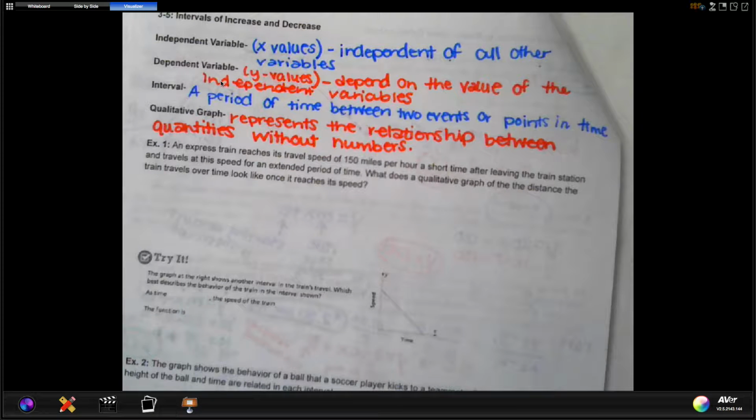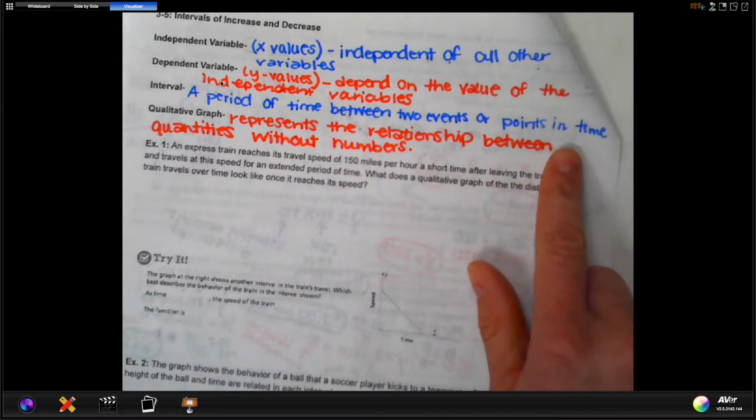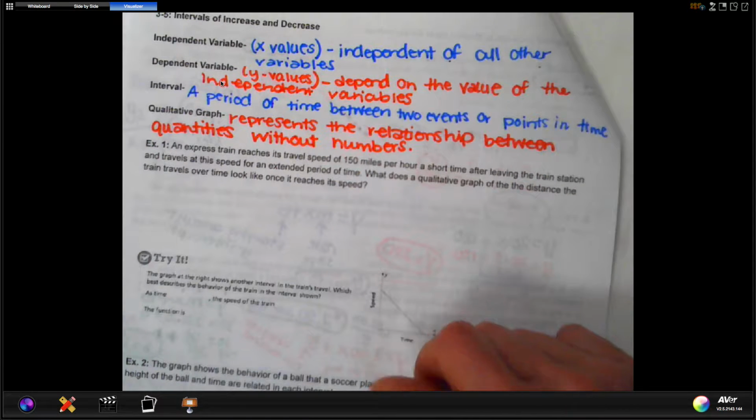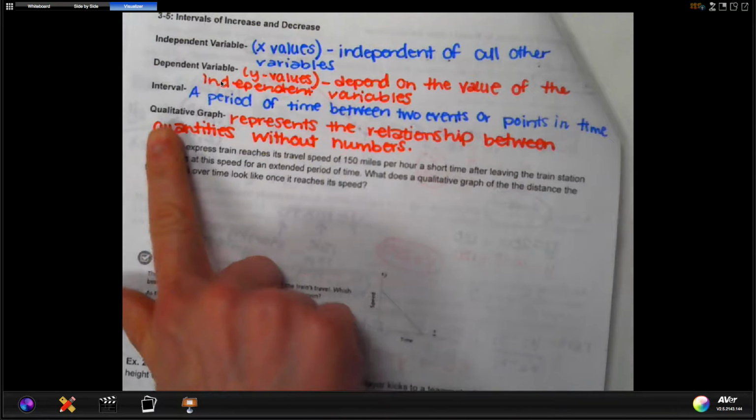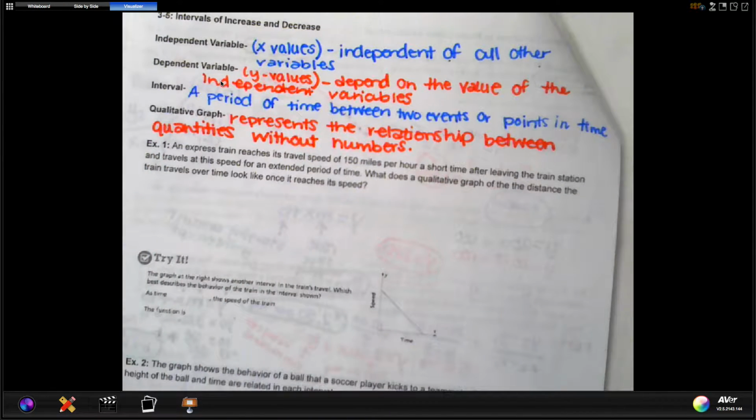What we're going to talk about today is the interval. So an interval is a period of time between two events or points in time. And then we're going to talk about something called a qualitative graph, which represents the relationship between quantities without numbers today as well. Again, if you need to pause the video to get the definitions written down, please do it now.